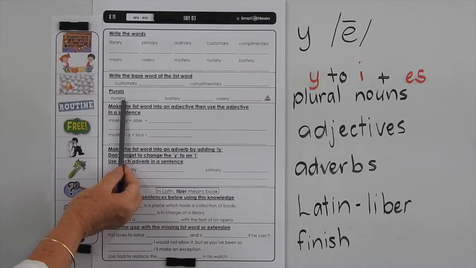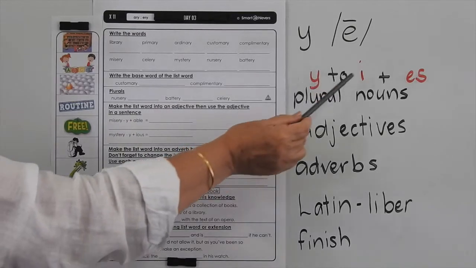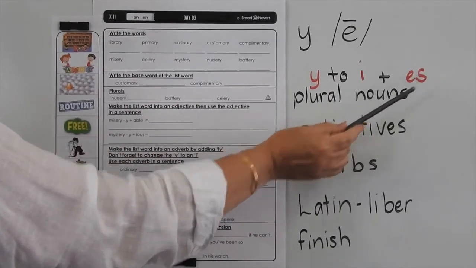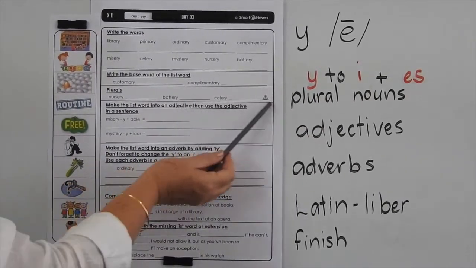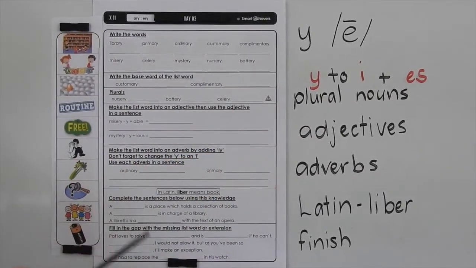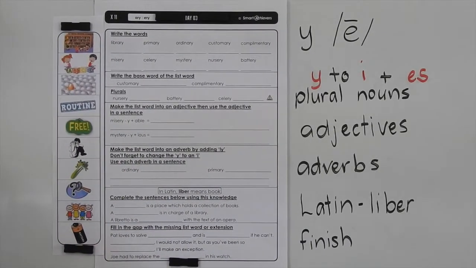Now if a word ends in a Y, it's only if it has a consonant before the Y that you change the Y to an I before you add ES to make it a plural noun. So we've put a little warning up there for you. If you have a vowel before a Y, you don't change the Y to an I.